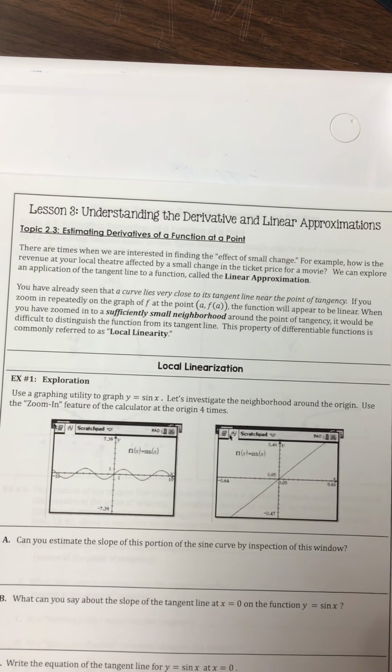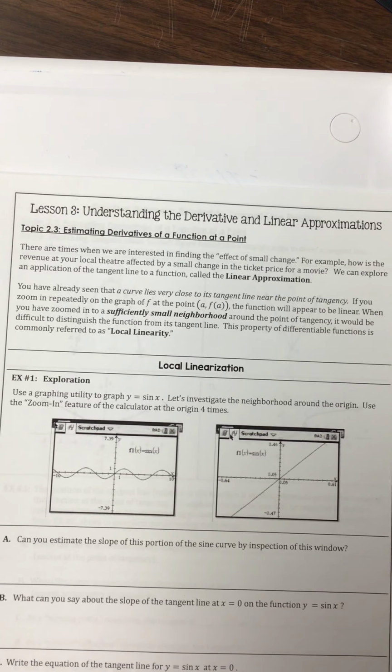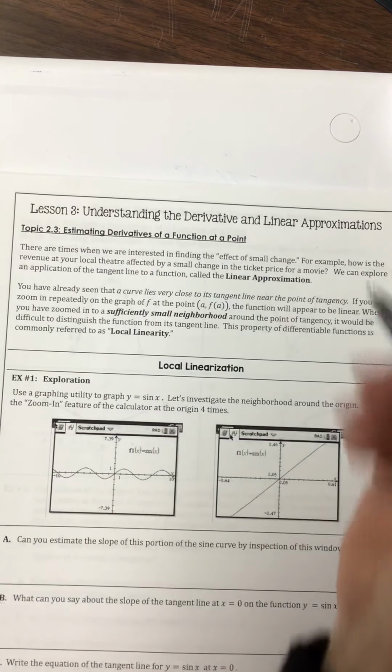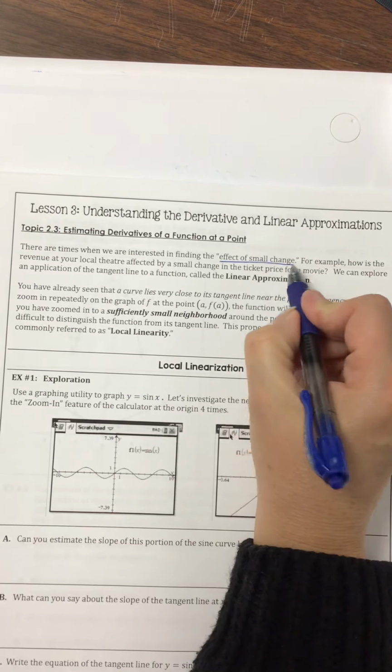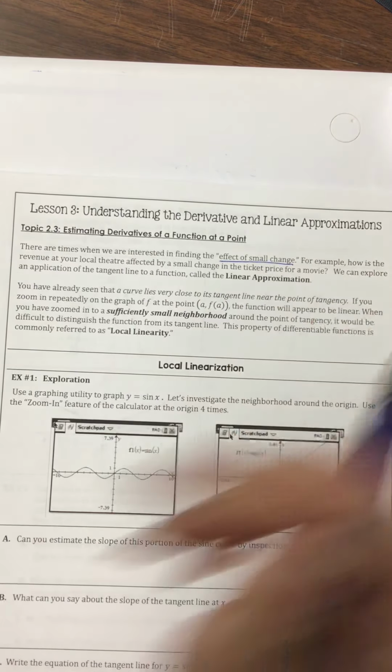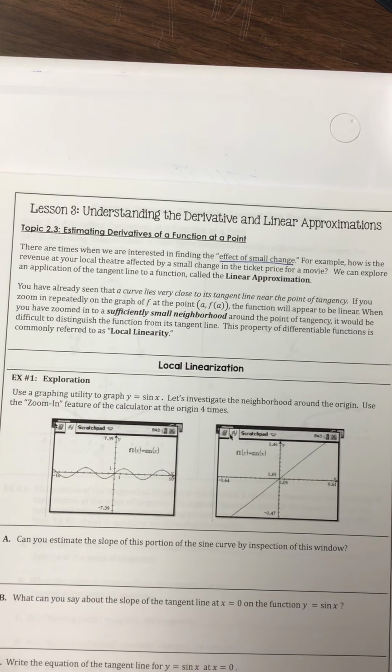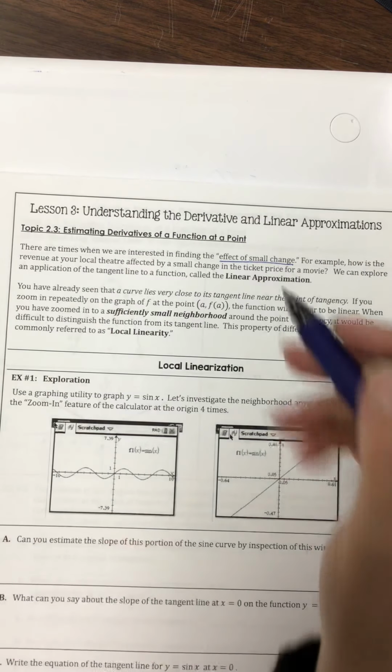All right. Understanding the derivative and linear approximations. That is where we're at. There are times when we are interested in finding the effect of a small change. For example, how is the revenue at your local theater affected by a small change in the ticket prices for a movie? We could explore an application of the tangent line to a function called the linear approximation.